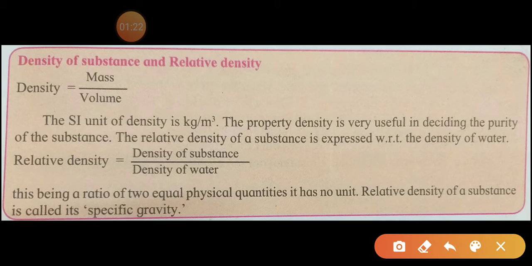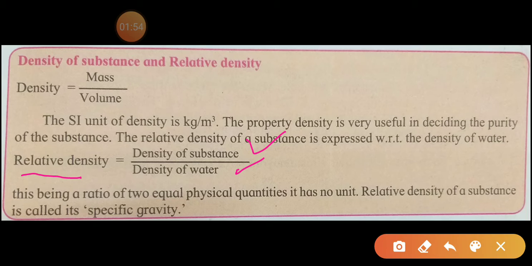The relative density of a substance is expressed with respect to the density of water. What is meant by relative density? Relative density is equal to the density of the substance divided by the density of water. It means the relative density of every substance can be calculated with respect to the density of water. So the formula of relative density is density of substance upon density of water. Being a ratio of two like physical quantities, it has no unit.